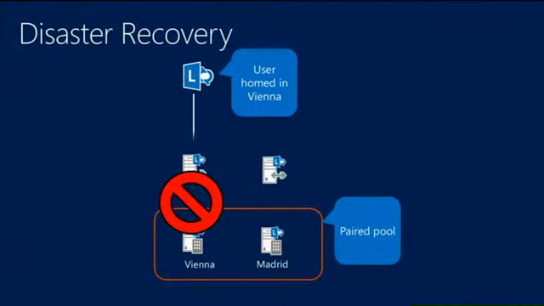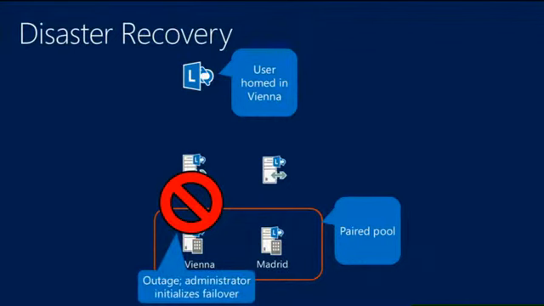Now, for some reason, the site in Vienna fails, I'm disconnected. Now I'm going through the whole connection process again, Lync Discover, and so on. The administrator actually initializes the failover. So now when I connect to the Access Edge in Madrid, it will just send the traffic to the next hop. I'm signed in with full functionality.